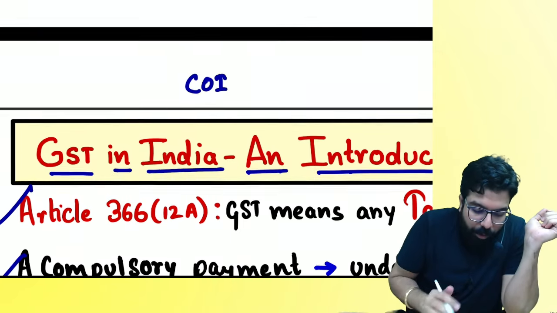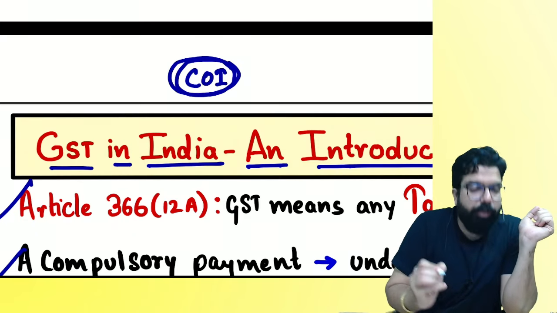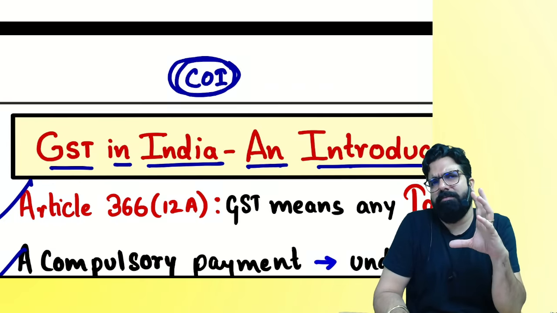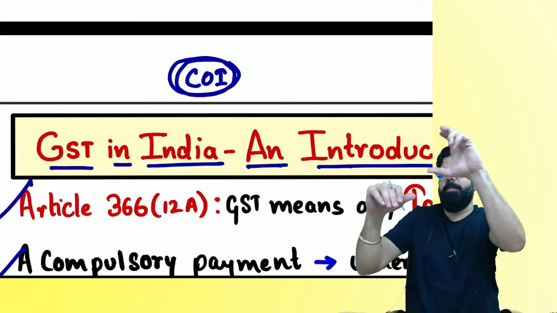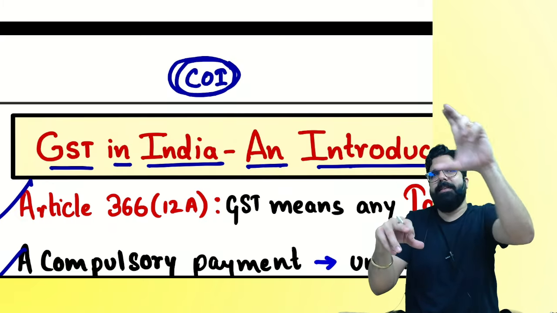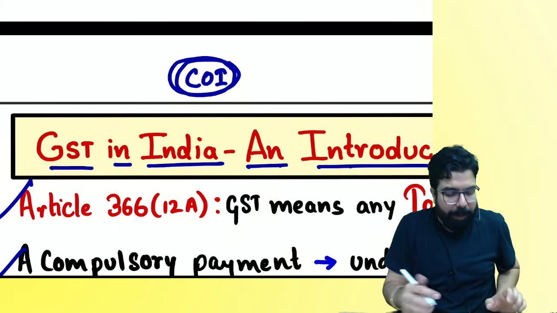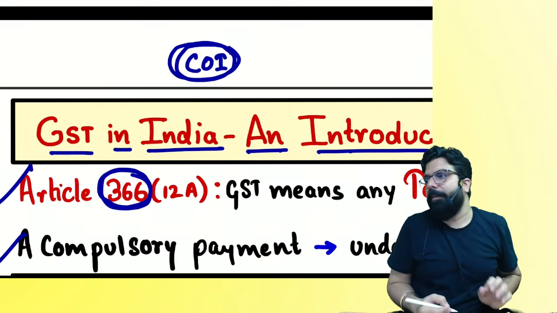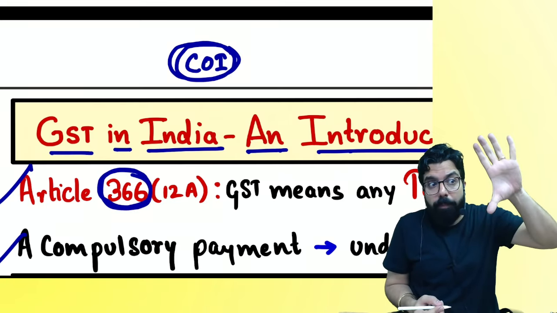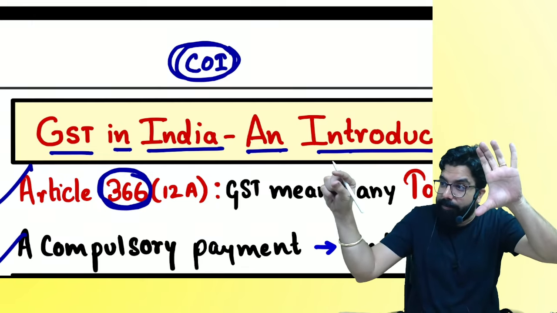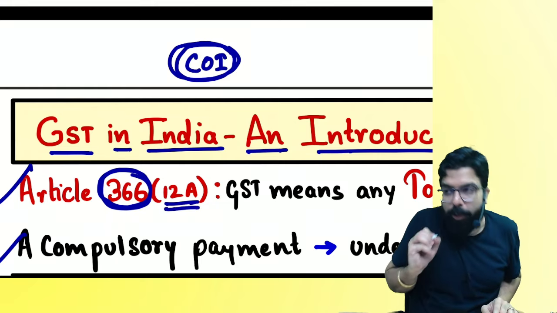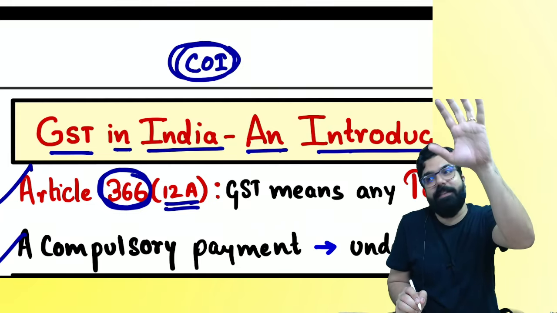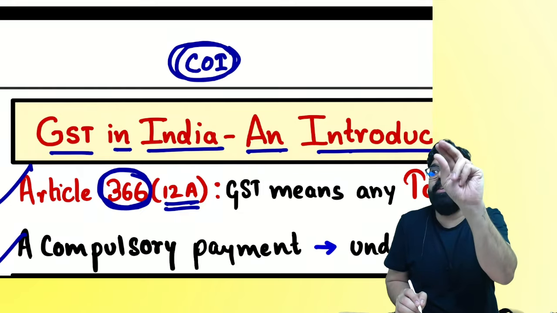See, first, the constitution of India. In the constitution of India, we have articles. Articles are like small chapters. Every article is a small chapter like that. In that constitution of India, one article is there, article number 366. In that one small big chapter, one small paragraph is there. That paragraph's name is what? Clause 12A. Are we clear? You don't have to remember. But in the constitution of India, one article 366 is there, and in that article, one clause is there, clause 12A.